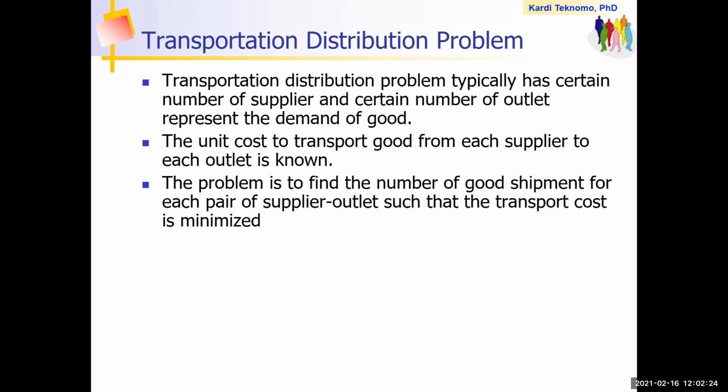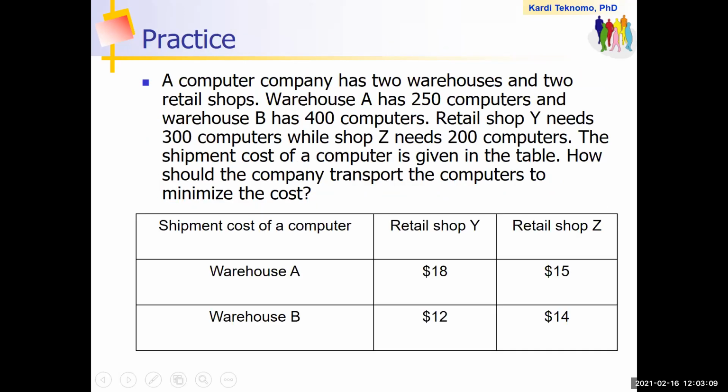What is the meaning of generalized cost? Generalized cost is either time, money, or distance, or the three of them. When we say cost here, it is not necessarily money. It can be time, distance, or money. So it is called generalized cost. Now, the problem here is to find how many goods to ship between each pair of supplier and outlet such that the total transport cost is minimized. Okay, so for your practice, here is the problem.